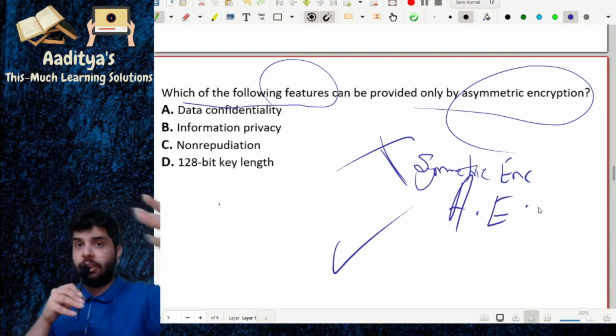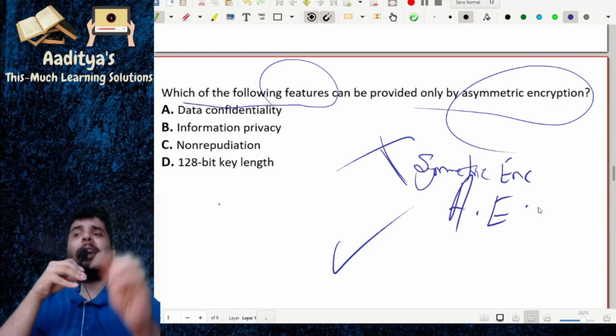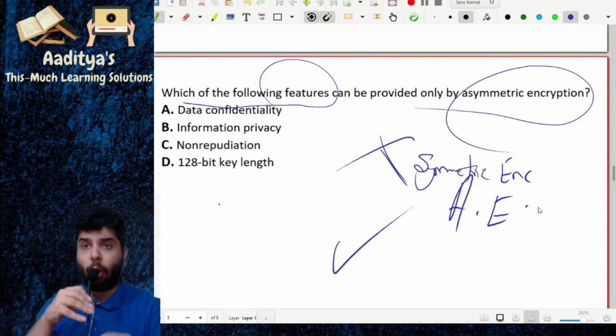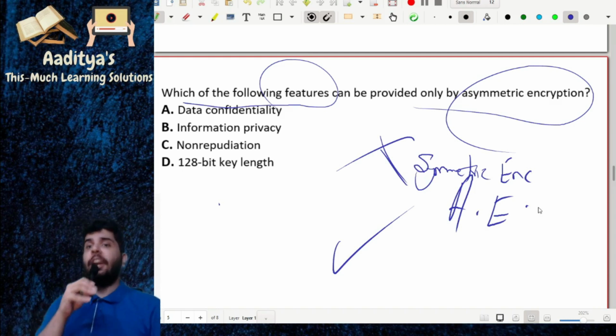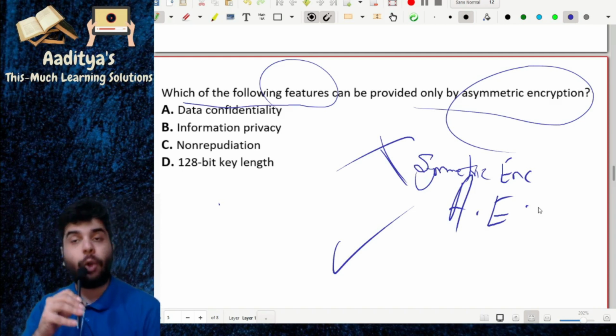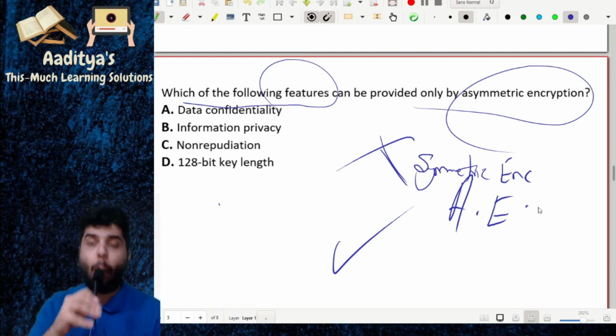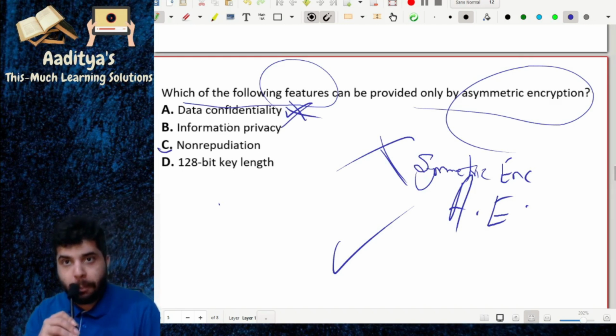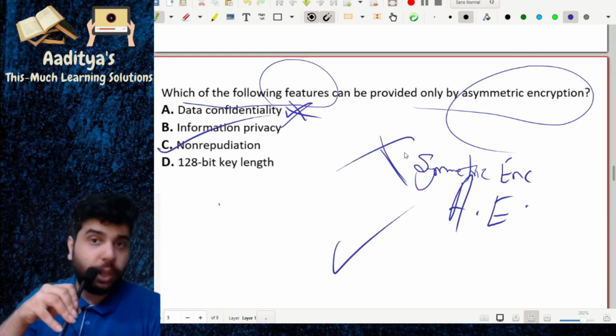Which of the following features out of the following four options can be provided only by asymmetric and not by symmetric? Option number A, data confidentiality. Option number B, information privacy. Option number C, non-repudiation. Option number D, 128-bit key length. The correct answer is option number C, non-repudiation.